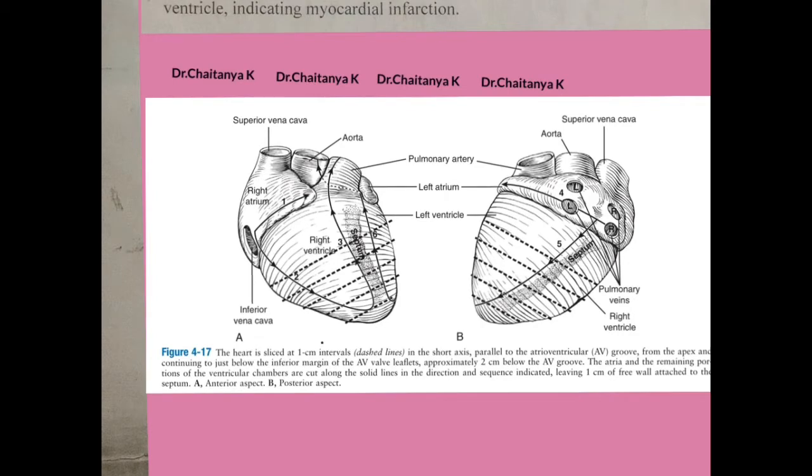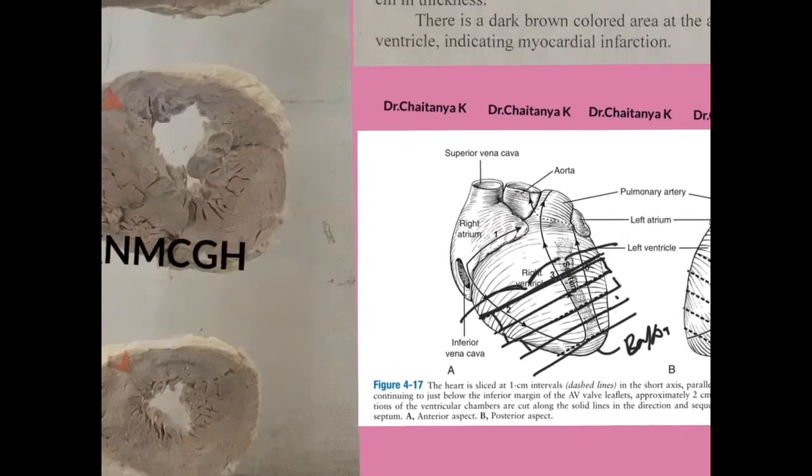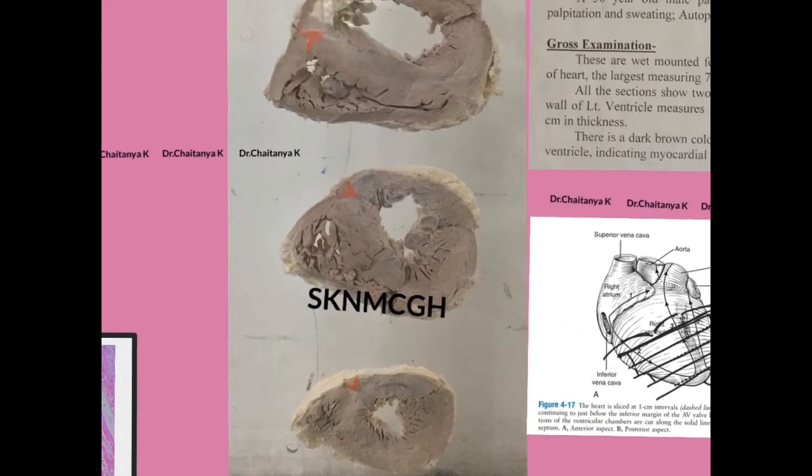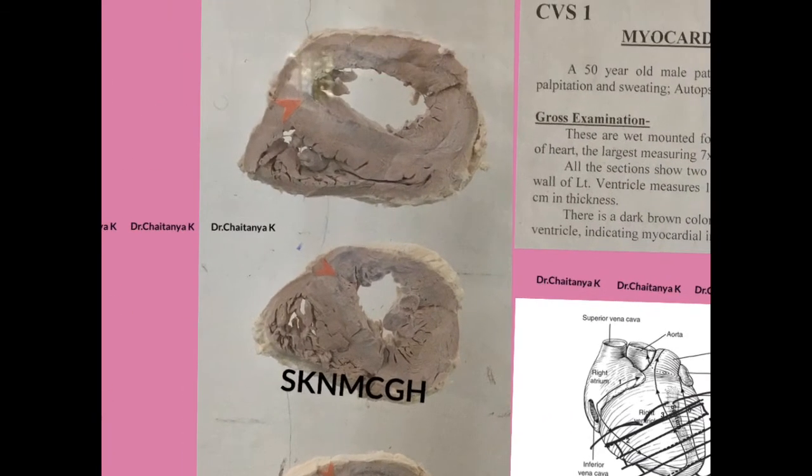In that case, you have to take a slice at 1 centimeter from the base or apex of the heart and towards the septum up to the atrioventricular wall. So up to this level you have to take small slices, and these small slices have been taken over here, which is given for you in the practical hall. In that case, here you can see that there are two cavities.